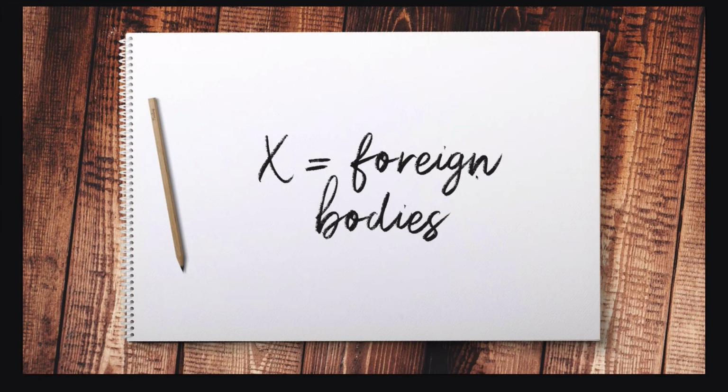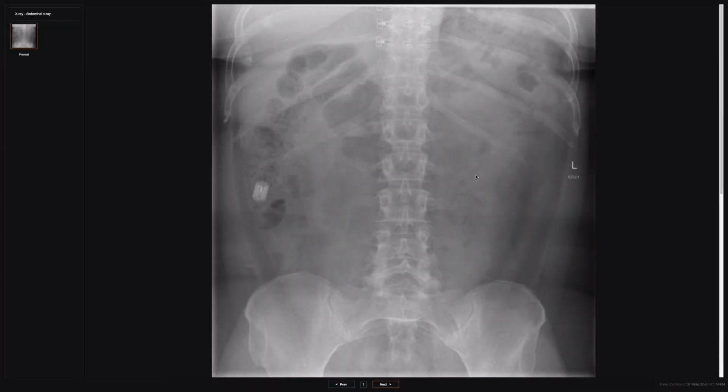Okay, and then with that we'll move on to the final bit, which is the X. Really, the X is for everything else, all the foreign bodies, all the various iatrogenically placed bits and bobs that you might find on an abdominal radiograph. And there's a whole heap of medical devices that you'll find.